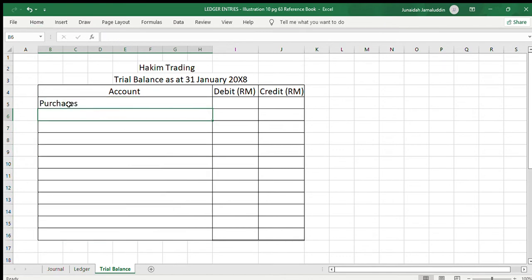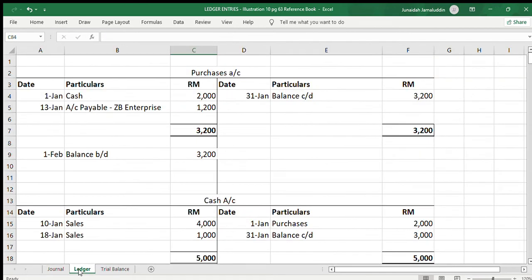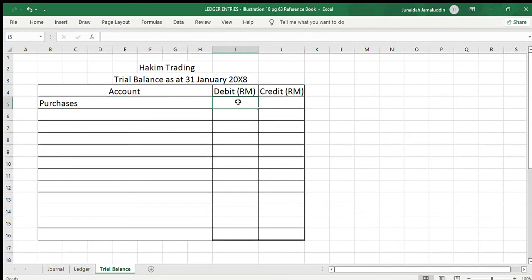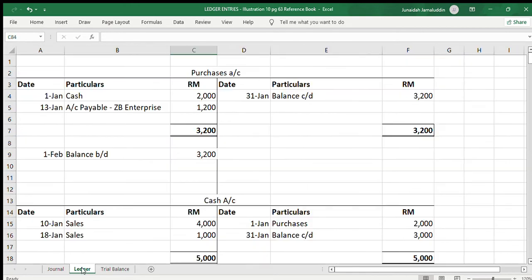Okay. So the first account is the purchases account. So dia ada debit balance sebanyak 3,200. So kita just tulis sini 3,200. Okay. So debit ni actually refers to the balance BD of the purchases account. Okay, kita refer pada balance BD.